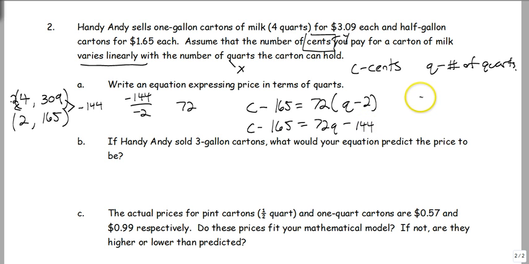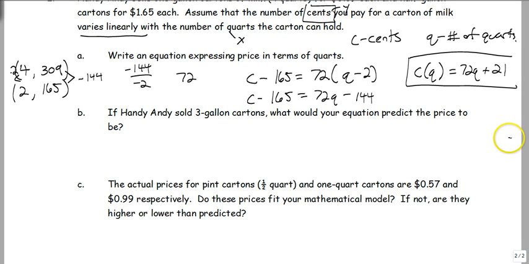Our final equation is C of Q. Again, I'm going to write it in function form for you guys. 72Q plus 21. So that is a function telling me the number of cents depending on the number of quarts. Alright, so now if Handy Andy sold 3-gallon cartons, what would you expect the equation to predict the price to be?